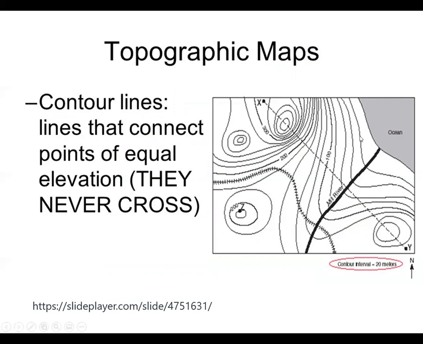But of course, there are other symbols. This symbol here is a railroad track. This symbol here is a river. This is not a contour line, it's a symbol for a river. This is not a contour line, this is a symbol for a railroad track. Okay, let's continue.